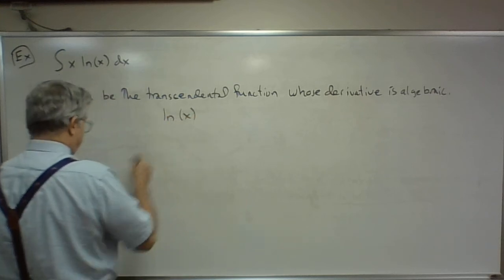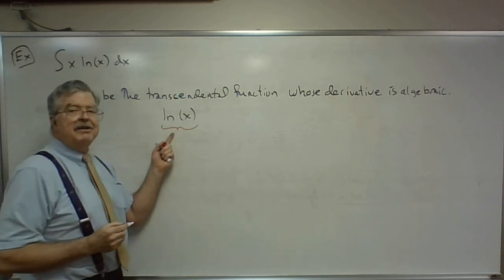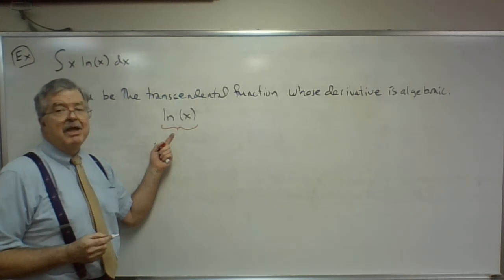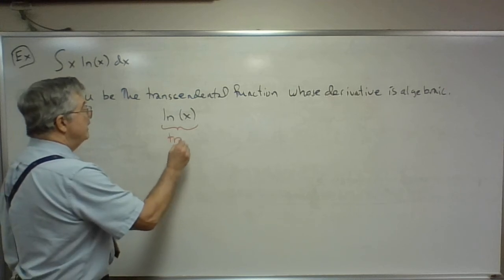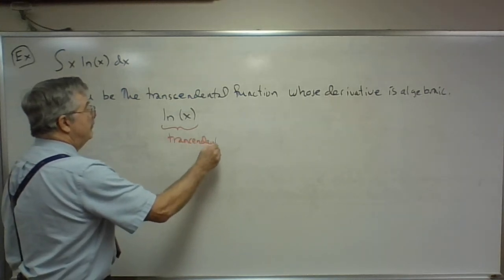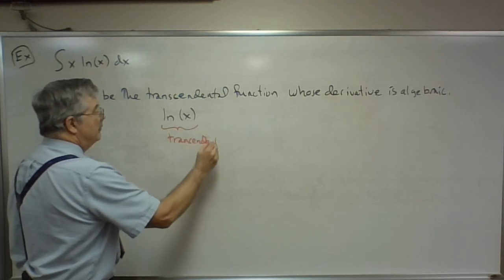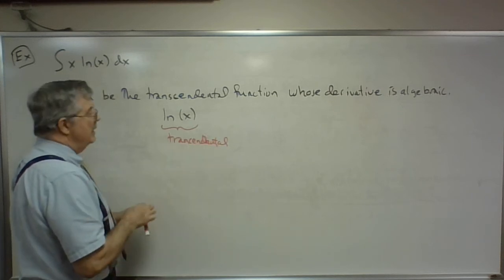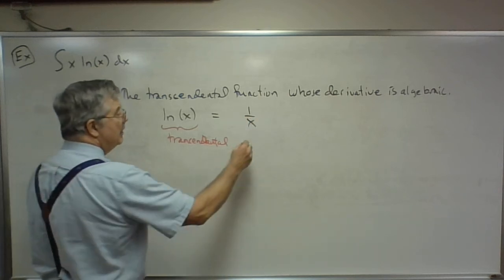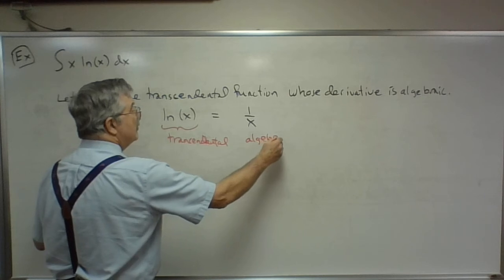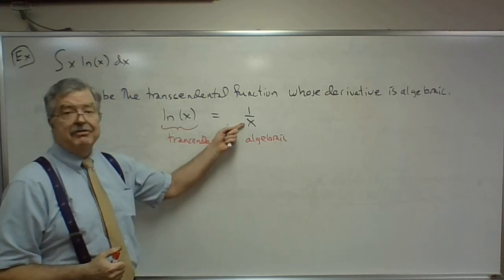Natural log of x, that's transcendental. We can't form this using a finite sequence of additions, subtractions, multiplications, exponentiations on x. So this is transcendental. Its derivative is algebraic. This can be formed by a finite sequence of additions, subtractions, multiplications, divisions.